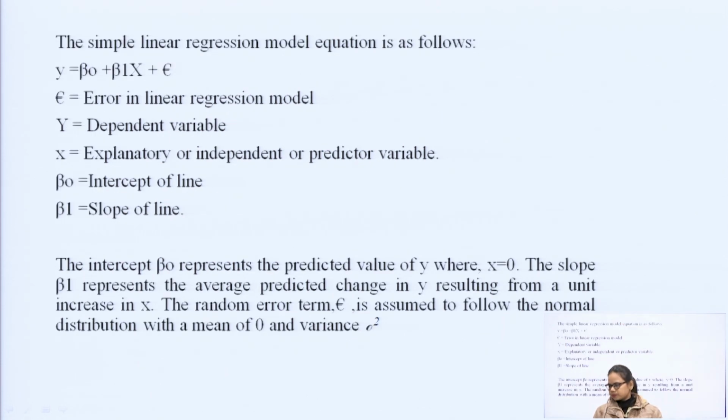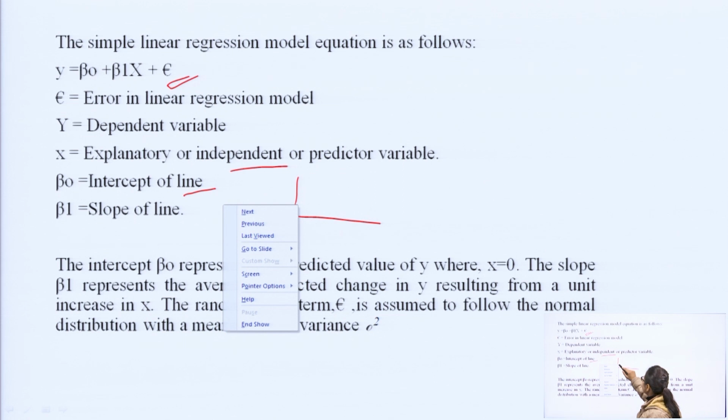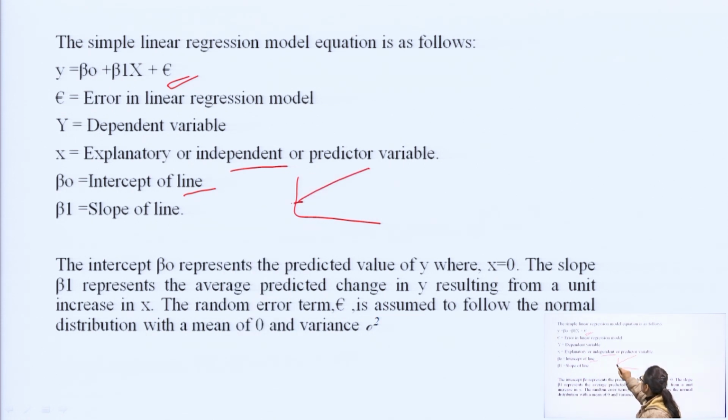Okay. Next, the simple linear regression model equation is y equals b naught plus b1 x plus epsilon, where epsilon is known as the error in the linear regression model. Y is dependent, x is independent, b naught is the intercept of the line. I told you the intercept: where the line touches the y axis is known as the intercept, and b1 is the slope. This slope is known as b1, and this is known as b naught.